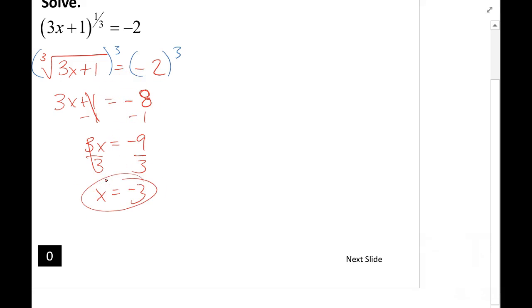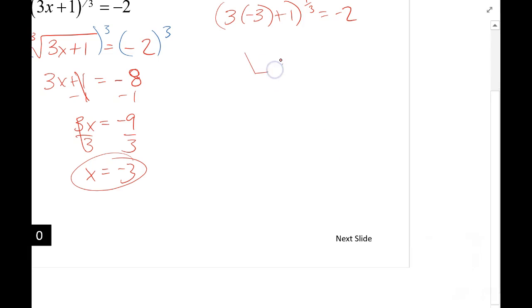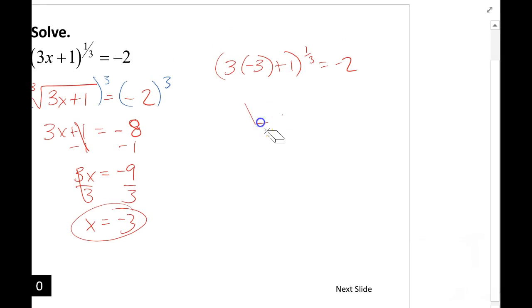But again, we need to check it. So instead of plugging it into this one, well, we could plug it in the original. It doesn't matter. Okay, so let's plug it into the original. That's always the safest thing to do. So I'm going to plug in the negative 3 here, plus 1, raised to the 1/3, equal to negative 2. Okay, so now negative 3 times 3 is negative 9, plus 1 would be negative 8, raised to the 1/3.